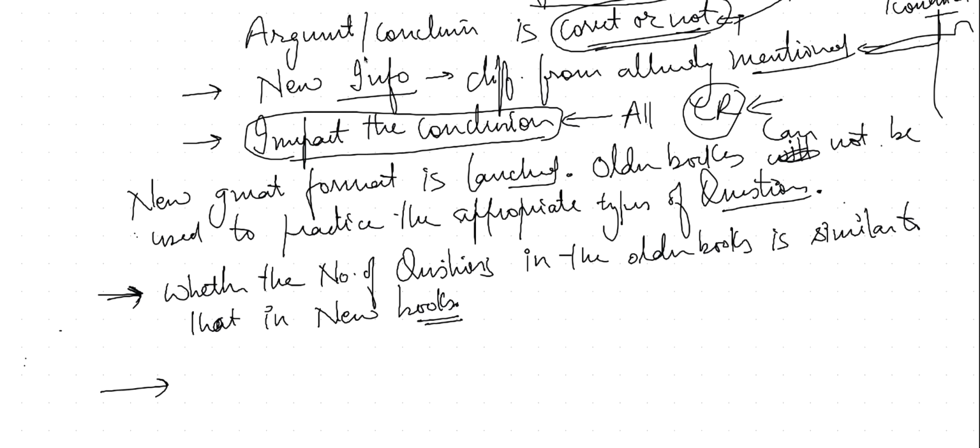It's not relevant because the argument is not about whether we can practice enough number of questions. It's about the type of question, the quality of questions. It's not about number of questions. This option cannot be used to evaluate this argument.